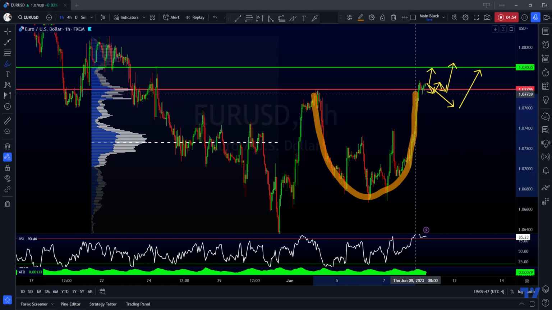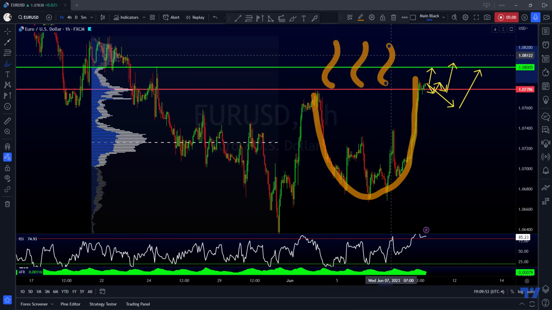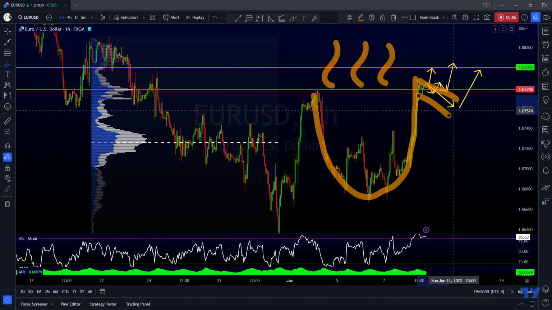This extension violates the previous level of structure, right? So this is kind of the cup. Here's the steam coming out of it and all that fun stuff. And then this pullback right here, which can either come as a regular pullback or maybe like a flag pattern, something like that. That is the handle of the cup. And this is a nice little cup and handle pattern.